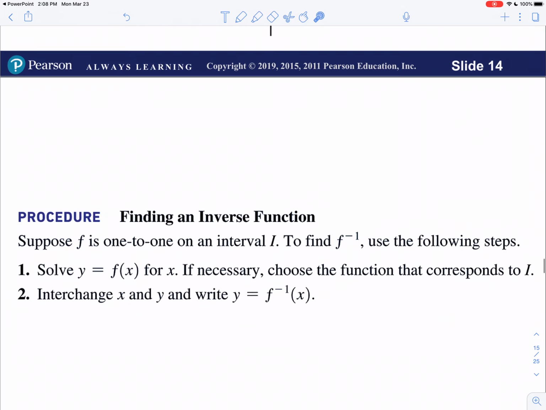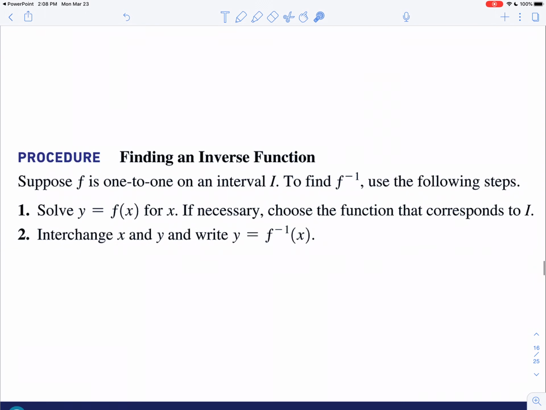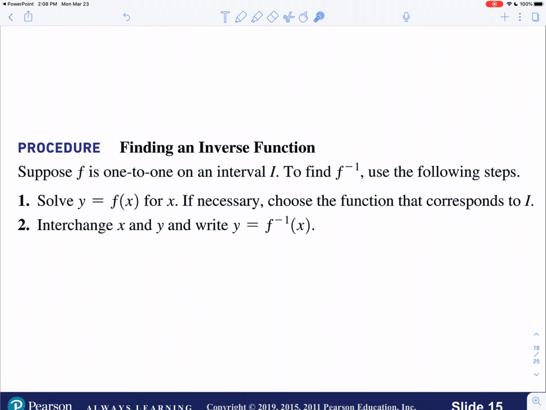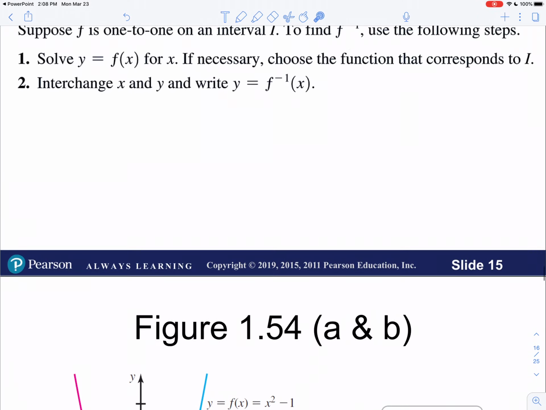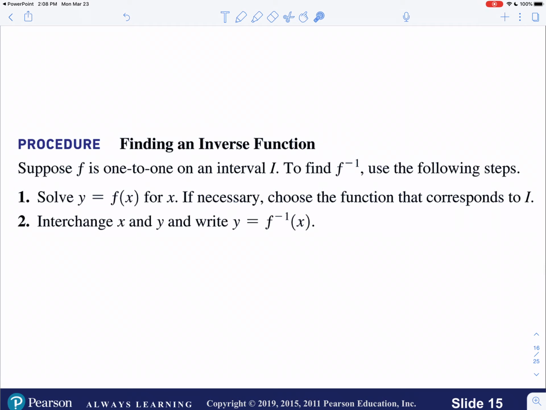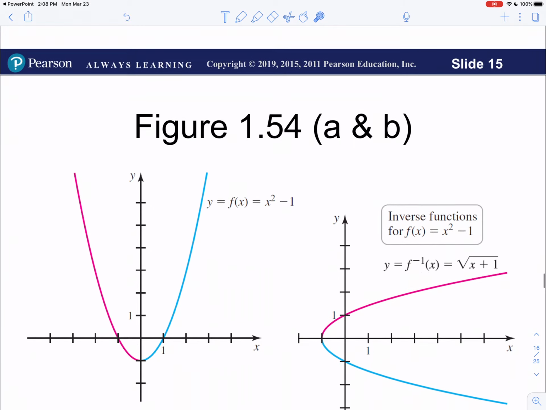I'm going to let these be. I'd like to work an example. Can we work an example? Let's see. Solve for x. This is interchange, and right. Let's see.